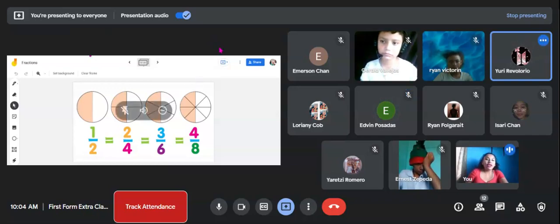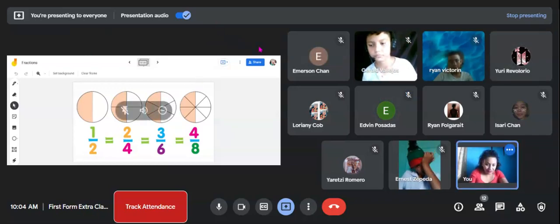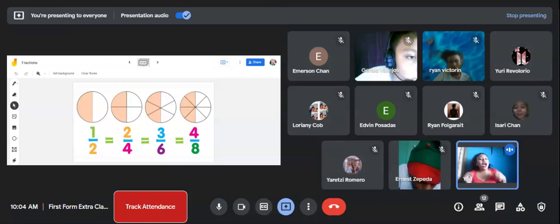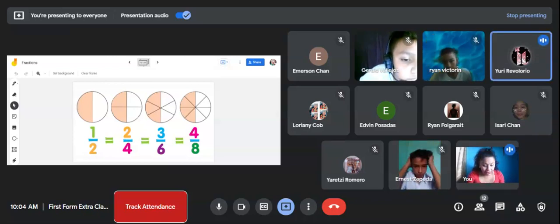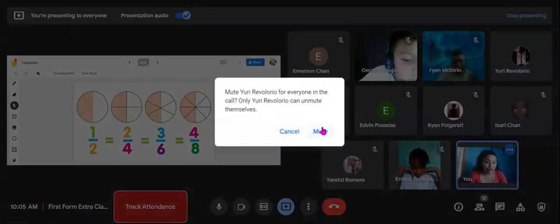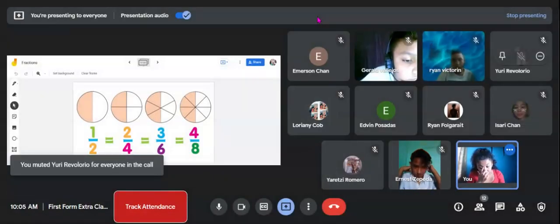So, we're looking at these right here. I have 1/2 is equal to 2/4, and 2/4 is equal to 3/6, and 3/6 is equal to 4/8. And all of these are what we call equivalent fractions, right? Equivalent fractions. So now, let me write it.